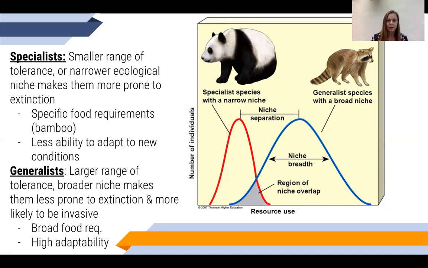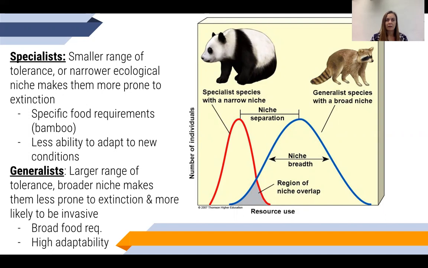So when we talk about specialists, they have a very small range of tolerance, meaning they have a very narrow ecological niche, and that makes them more prone to extinction. So a great example of a specialist would be a panda, because the only food that it can eat is bamboo, and it actually lives in a very narrow range of altitudes as well. So because specialists have very specific requirements, they're less able to adapt to new conditions.